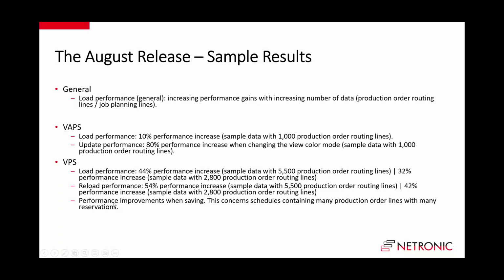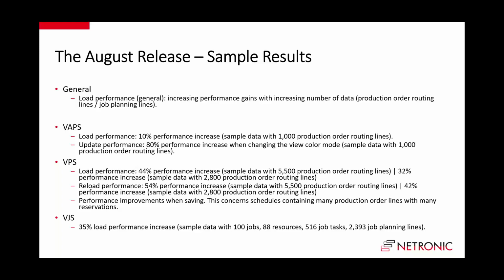I don't have data here, but you can also feel this when you work with the product. With the VJS, we have sample data with 2,400 job planning lines coming from 100 jobs with almost 100 resources. And there, the load performance also increased by 35%. So across the products, we got really tangible performance results by having the team more or less 100% focused on this one topic, performance.